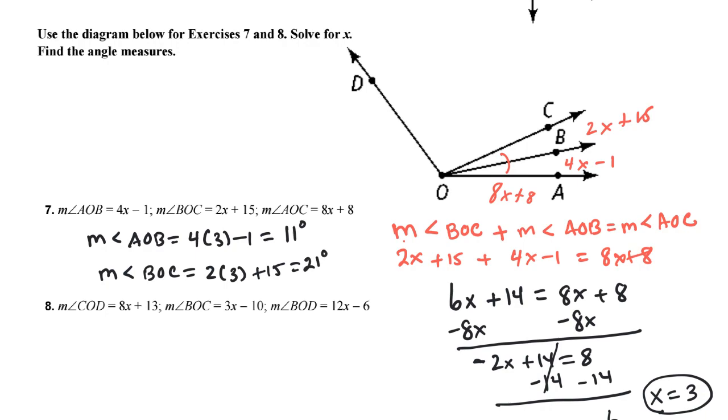Now to find the measurement of angle AOC, which is the sum of the two angles, it's 8 times 3 plus 8. 8 times 3 is 24. 24 plus 8 gives you 32. And if you were to check this, you'd have the smaller angles, 11 degrees plus 21 degrees gives you 32 degrees. The measurement.